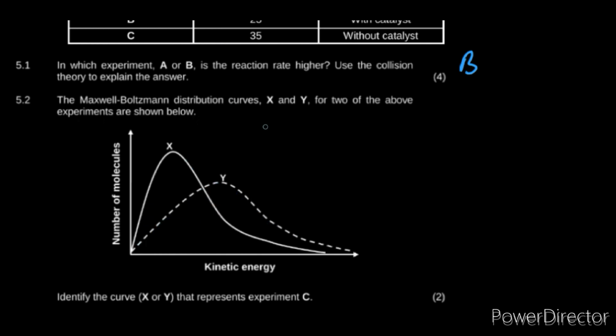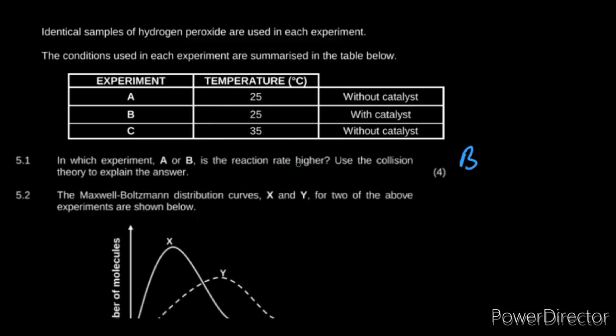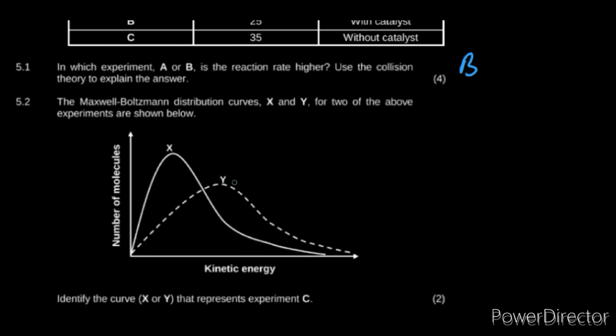Now look at what they said. They said identify the curve, X or Y, that represents experiment C. So they're saying between X and Y, which one represents experiment C? Let's look at experiment C. Remember, the temperatures were the same, but experiment C had a higher temperature. And we already know that the higher temperature will never be X. Higher temperature increases the kinetic energy of the molecules, so most of them will shift to the right. So therefore, this is experiment C. So we're done. There we have it.